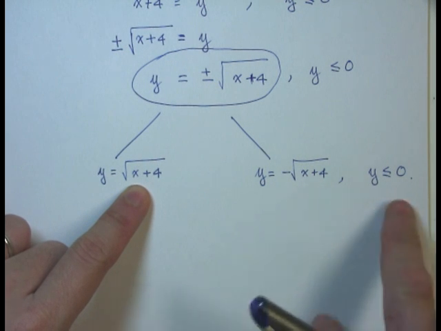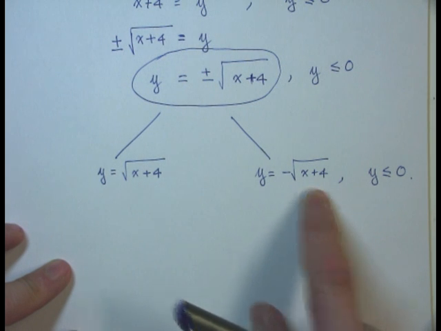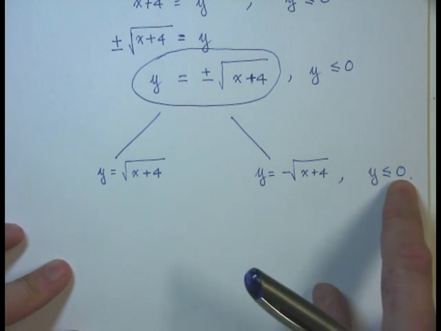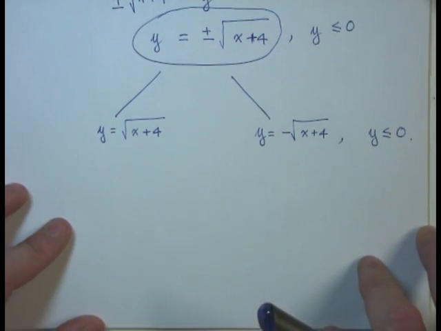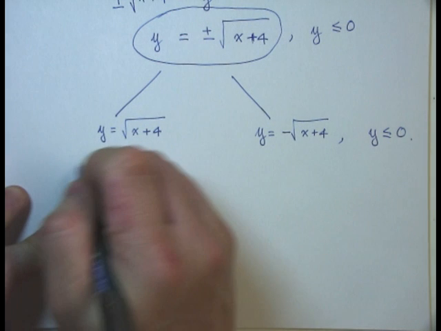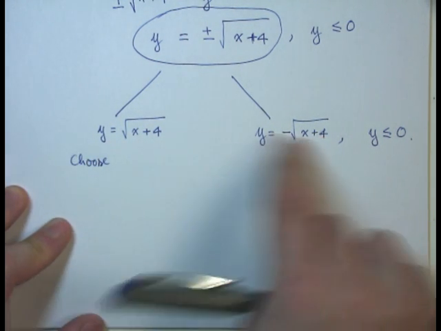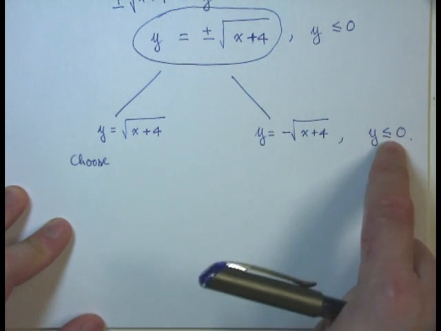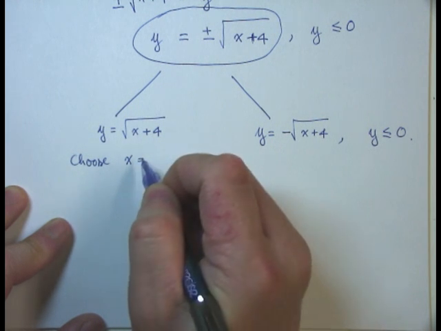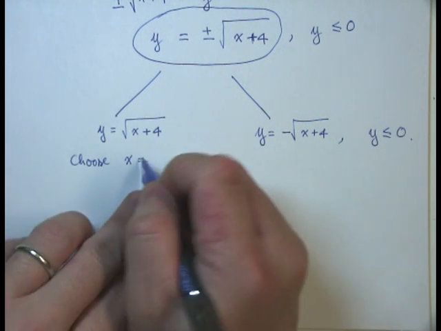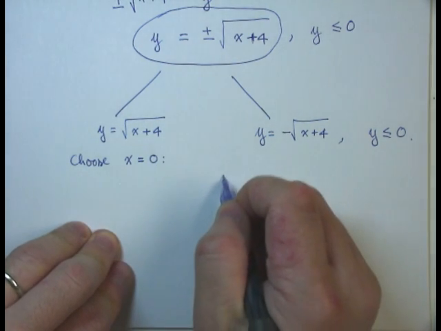The answer relies on the condition right here. Whichever expression gives me a y value less than or equal to 0, that expression wins the battle to become the inverse function. That is the basic logic. So to find out which expression gives me a y value less than or equal to 0, I need to choose an x value. You can choose a value of x on your own, but here I choose x to be 0 once again, and now I'm going to do a little test.